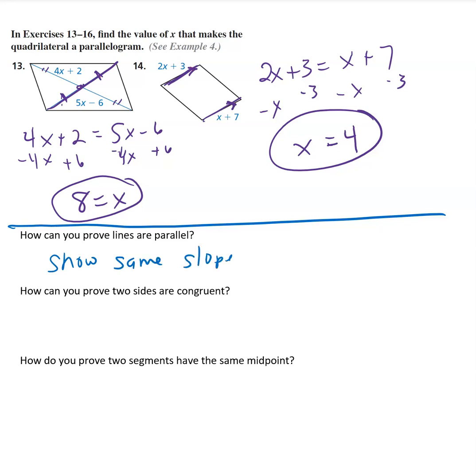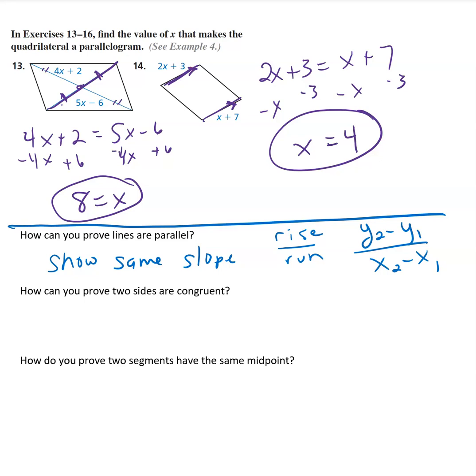Lines are parallel if they have the same slope. So we can either do rise over run, or we can use the slope formula, y2 minus y1 over x2 minus x1. So if you want to show that two sides of a parallelogram are parallel, then you can either use rise over run or you can use the slope formula.